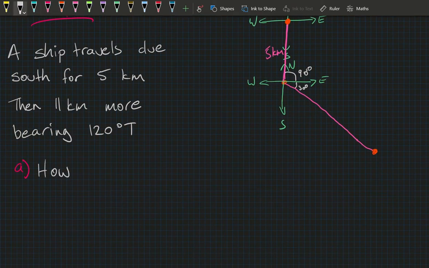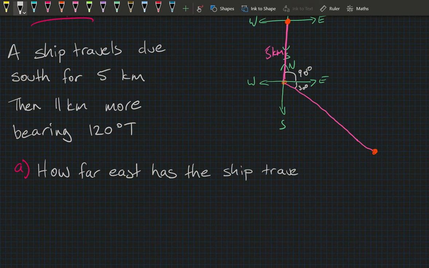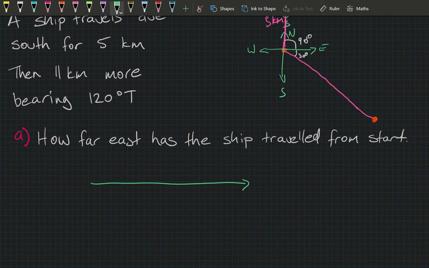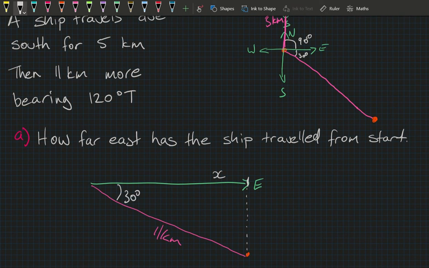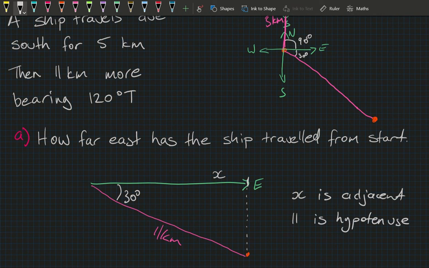Part A is saying, how far east has the ship travelled from the start? Now we can ignore the first leg because it just travels north and south. So we're only going to look at the second leg and we'll just do what I did at the start of this section. As we move along this journey, you can see that the amount that's travelled to the east is something like here. And from a previous diagram, we know this angle here is 30 degrees. So to find x with this angle, my x is adjacent to the angle, and the 11 kilometres is the hypotenuse. So we're definitely using cos.